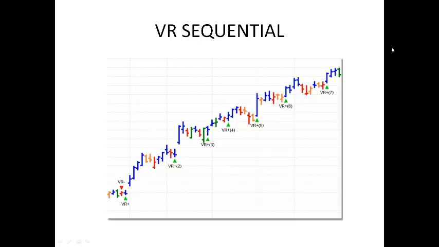In the sequential, we post all the Leibovit VRs, and if there's a series of them and no intervening negative VRs, we count them, as you see on the screen, from 1 all the way up to 7. You're looking at blue bars, which are rally days, yellow or orange bars, which are inside days, red, which is a reaction day, and green, which is an outside day, lower low, higher high.